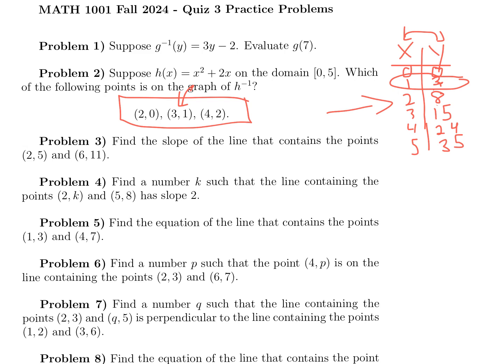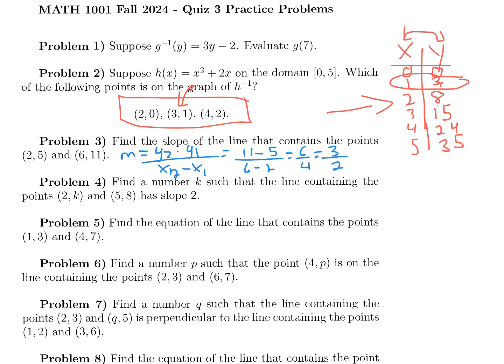All right, for problem 3, I'm going to try to squeeze a few of these in just on the same page so we have the same question in front. Easiest way to find slope is y2 minus y1 over x2 minus x1. And so what we're going to do is just take our two y values and subtract them on top, and take our two x values and subtract them on the bottom. So we end up with 6 over 4 or 3 over 2, and that's our slope.